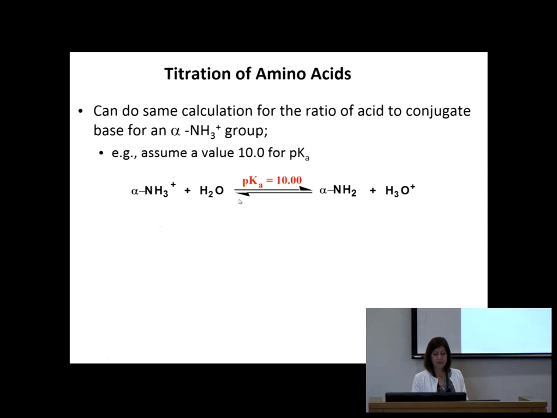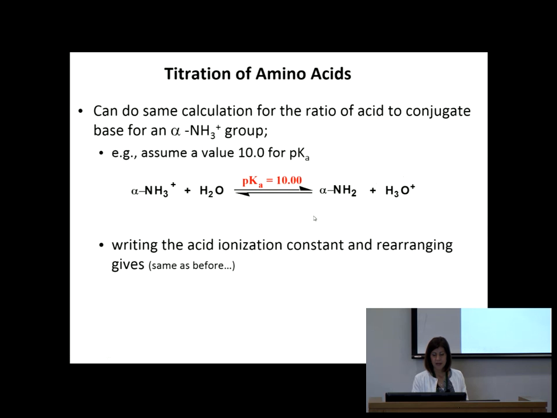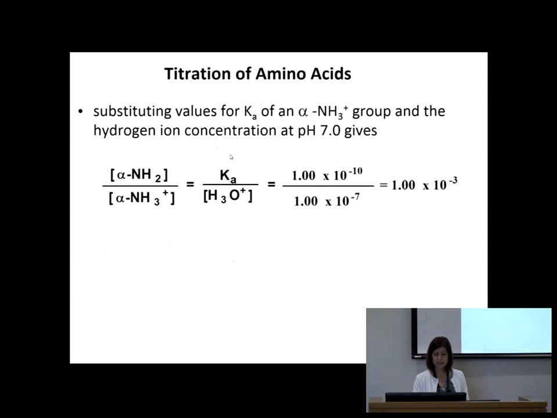We can do the same thing. Here for the amine, let's say that the pKa is 10. We're just making that up. So here's the amine group on our amino acid, and here's the reaction when it donates the proton. And we're going to write the equilibrium constant and then divide by the hydronium ion. So here's the ratio of base to acid: it's going to be the K over the hydronium ion concentration. It's the same as before. And so this is the same thing.